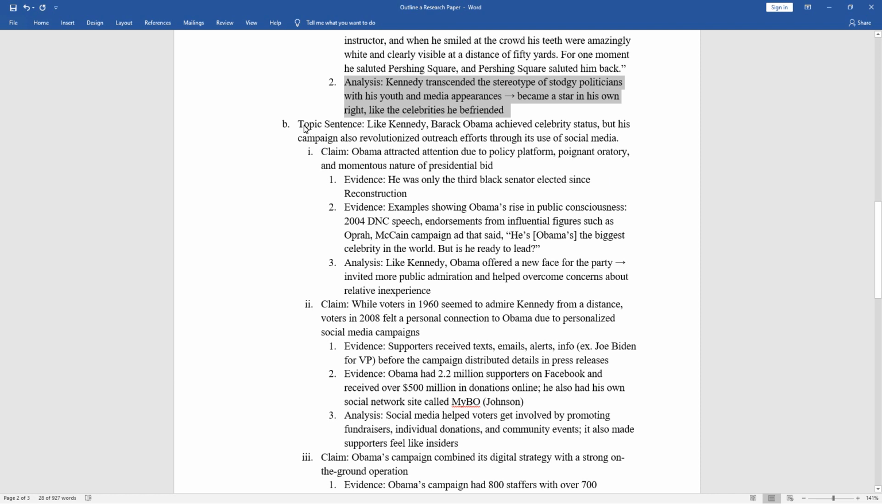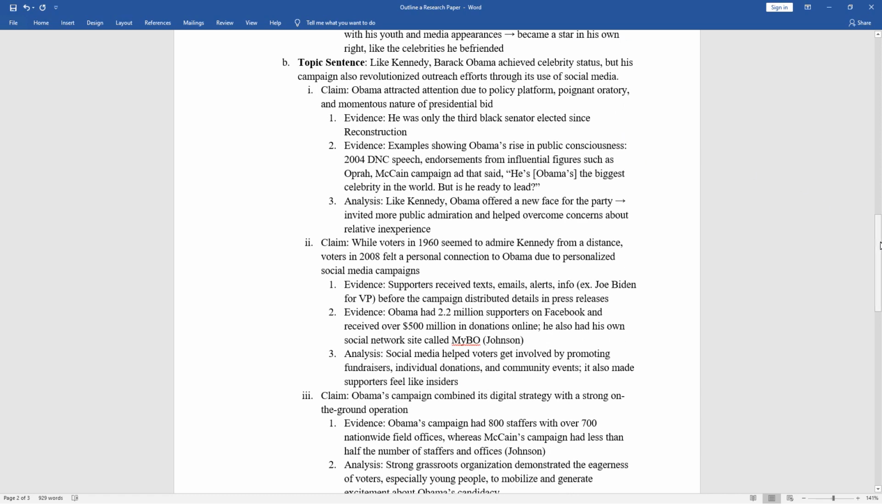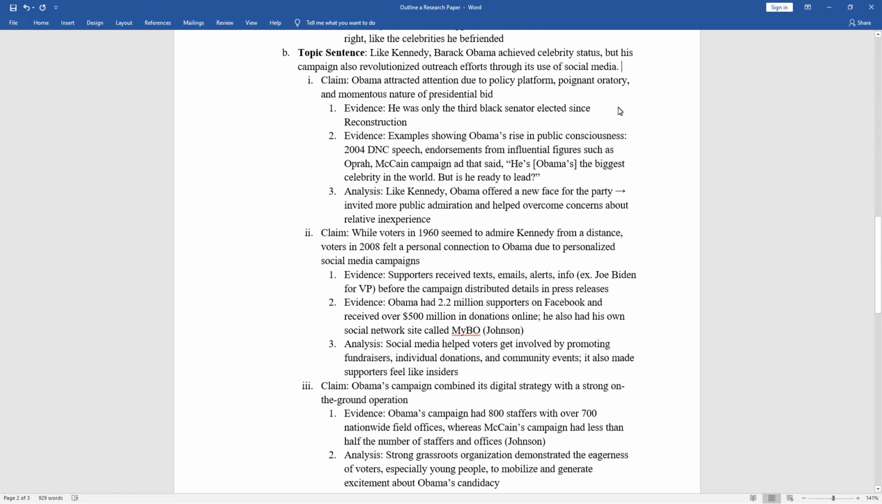And next in this section, I'm including a different paragraph, and the topic sentence for this paragraph is, like Kennedy, Barack Obama achieved celebrity status, but his campaign also revolutionized outreach efforts through its use of social media. So not only am I comparing Obama to Kennedy, but I'm also drawing a distinction between them by explaining that Obama's campaign was able to capitalize on social media and use it really effectively. So I'm both comparing and contrasting their campaigns in this topic sentence alone. And again, I just followed the same format of claim, evidence, and analysis, which you can see right here.